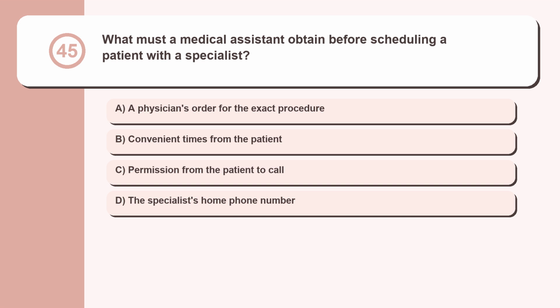Question 45. What must a medical assistant obtain before scheduling a patient with a specialist? Here are your options. Option A. A physician's order for the exact procedure. Option B. Convenient times from the patient. Option C. Permission from the patient to call. Option D. The specialist's home phone number.